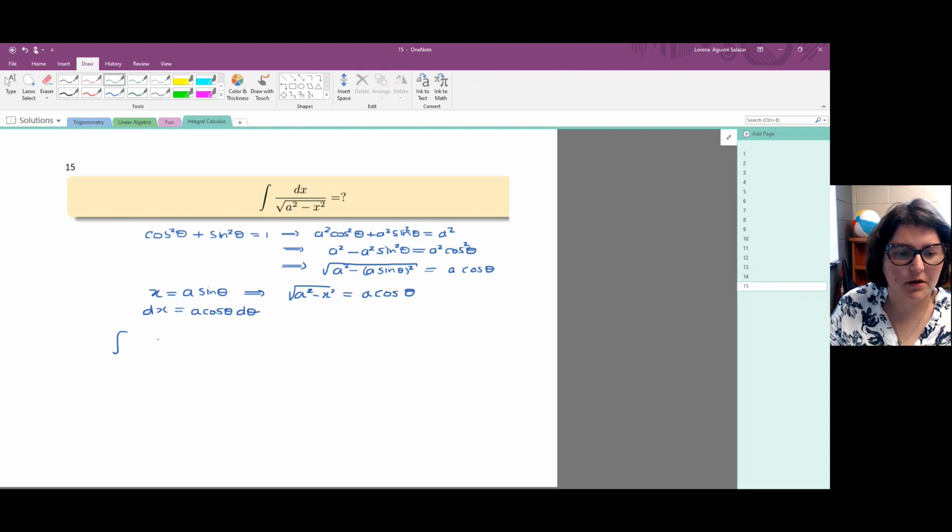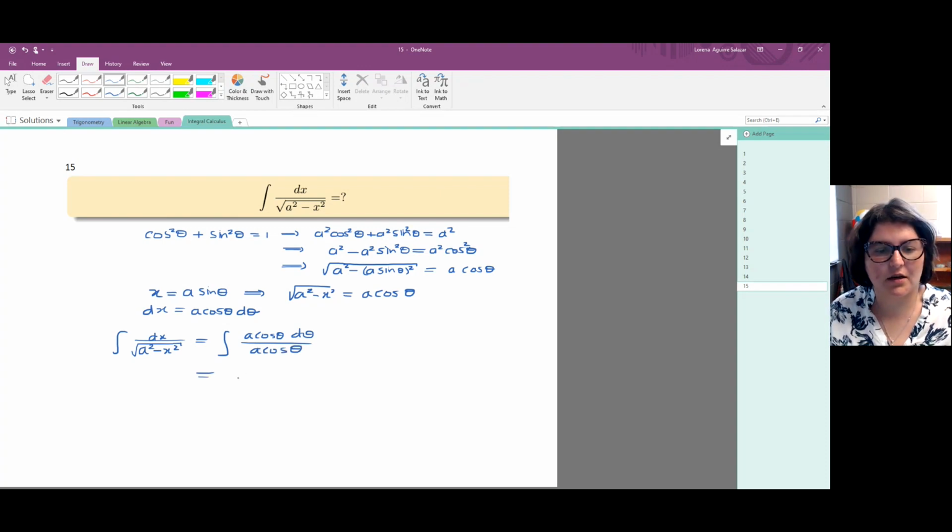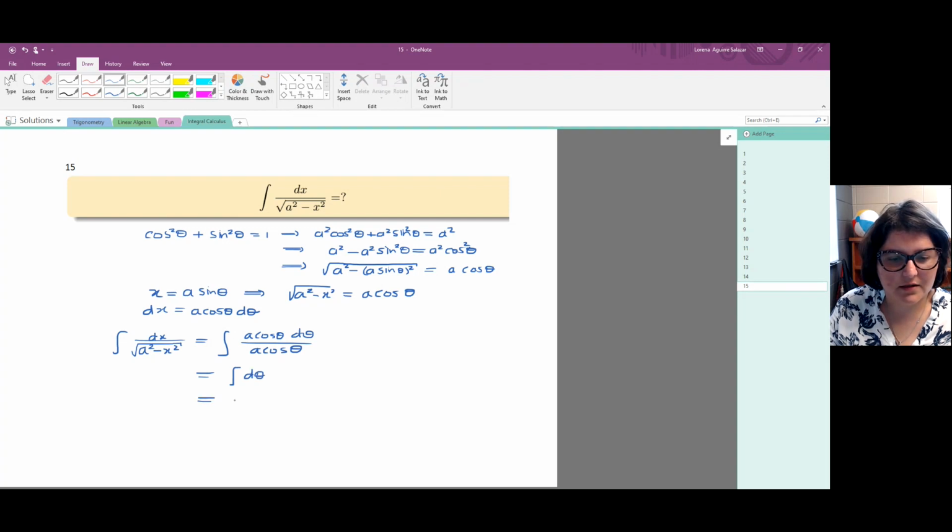Then the integral of dx over the square root of a squared minus x squared is equal to the integral of a times cosine of theta d theta over a times cosine of theta. And a times cosine of theta cancels out, so we end up with just d theta. And this integral is theta, because the integral of 1 is theta.